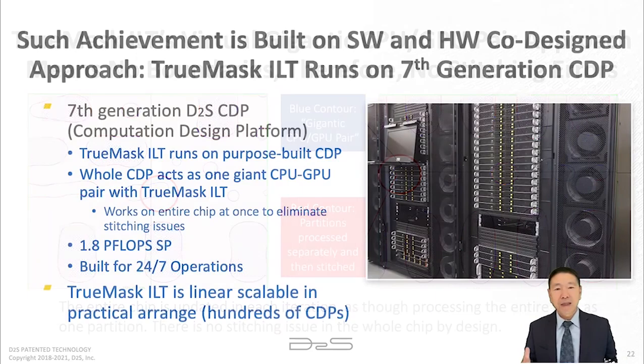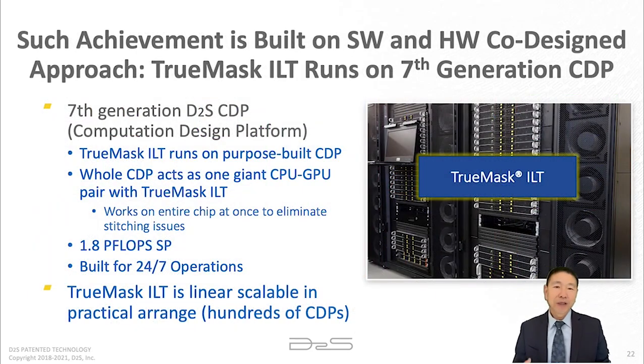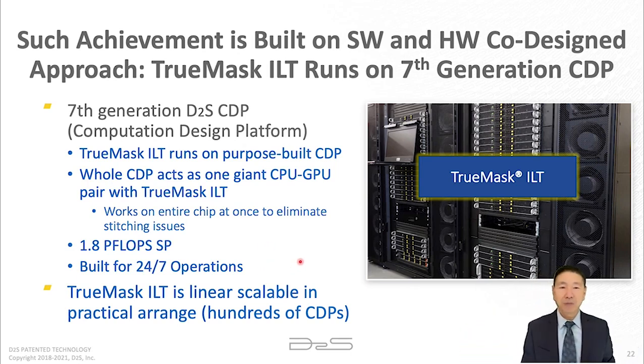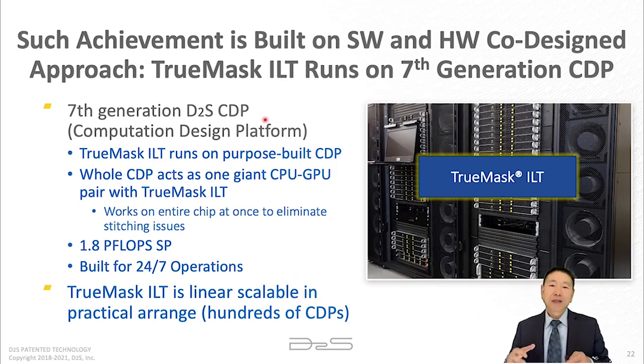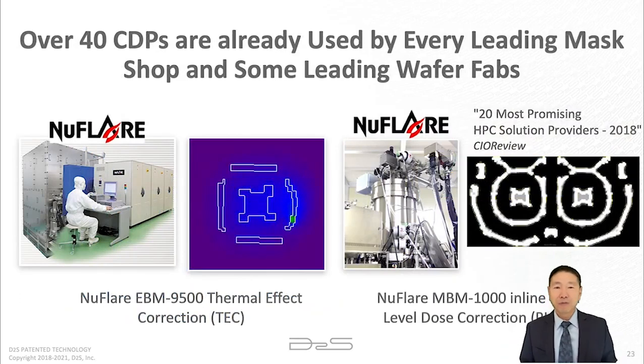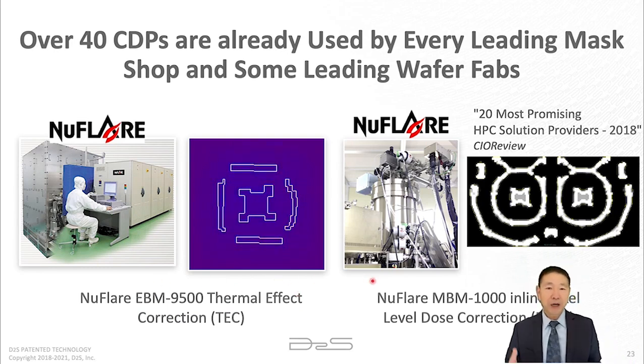And this approach cannot be done by just the software. We need to do software and hardware co-optimization. Although we use off-the-shelf GPUs, we have to design the whole system so that it can actually solve this full chip curvilinear ILT problem. And we call this platform CDP, Computational Design Platform. So far, we have shipped over 40 CDPs worldwide. They are pretty much in every leading mask shop and some wafer fabs. And most of them have been used together with NuFlare's mask writer to do some real-time corrections for the mask writer.